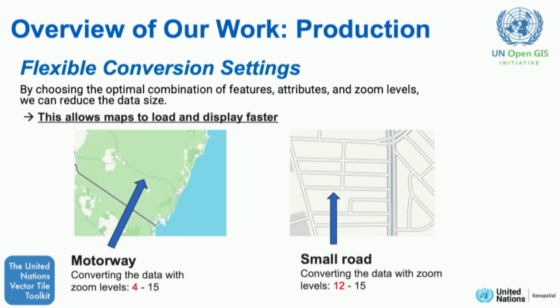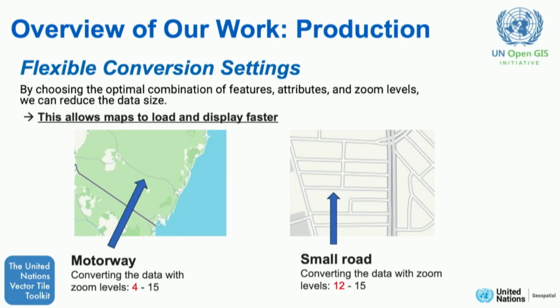First, I'll talk about production. We have flexible conversion settings. When we convert the data to vector tiles by choosing the optimal combination of features, attributes, and zoom levels, we can reduce the data size. So this allows maps to load and display faster.